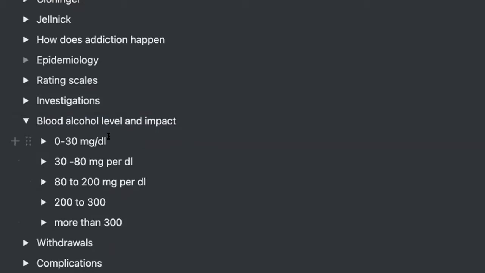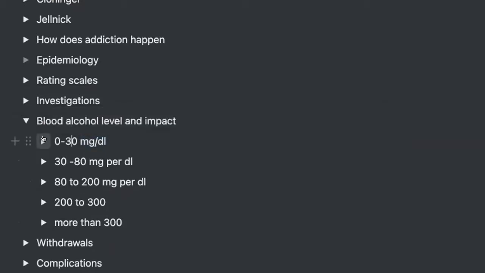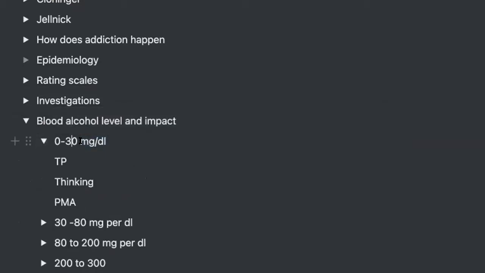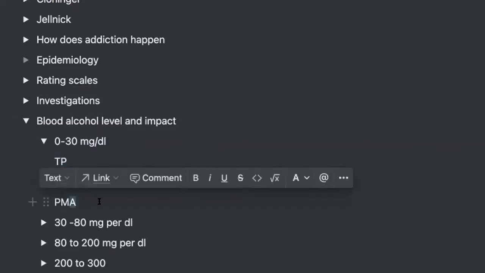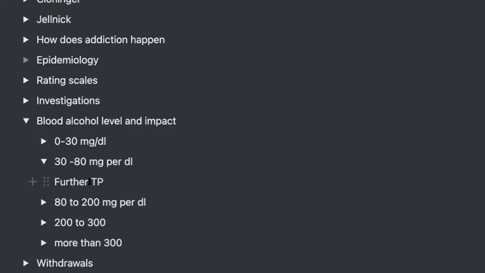This is usually detectable by the blood alcohol levels, which are measured through either an instrument or a blood test. At 0 to 30, I want you to remember this: E and T, which means thinking and psychomotor activity. Now there is slowness of thinking and reduction in psychomotor activity, which commences at 0 to 30 milligrams per deciliter. This is further aggravated at 30 to 80.